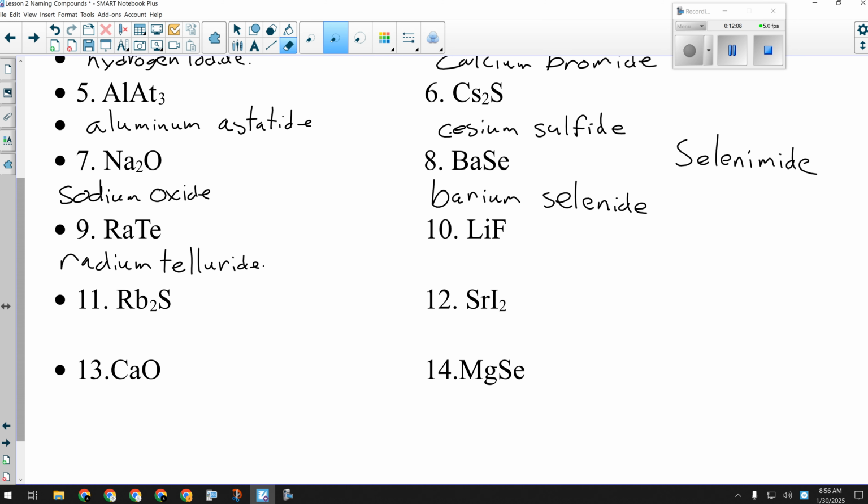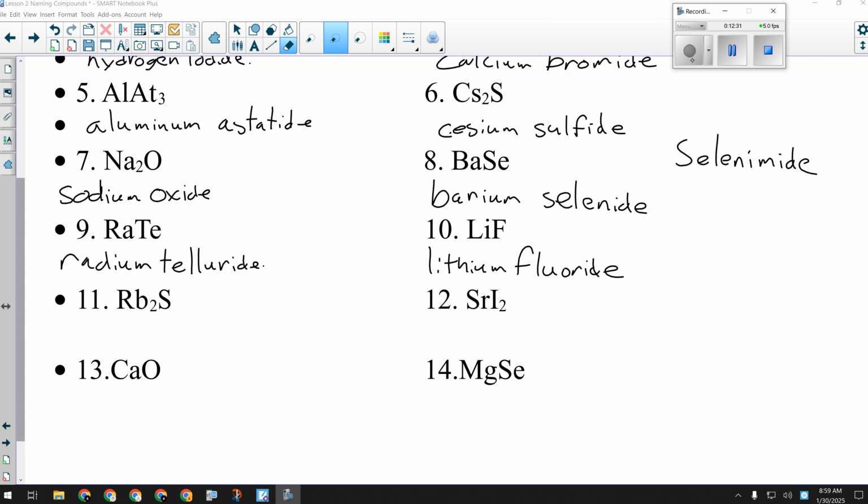Okay, number 10. Li stands for lithium, and F fluoride with the U first there. Okay. How many people are done to 14? Okay, I'll give you like another minute or 2 to finish up if your hand's not up, and then we'll go through those ones.